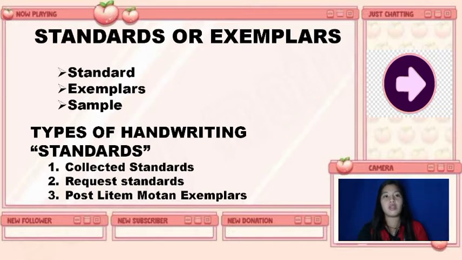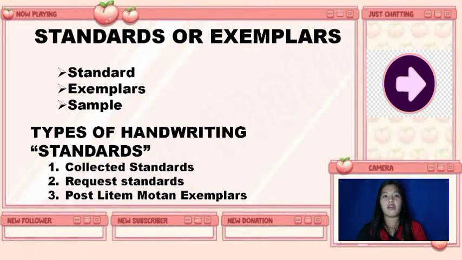The next thing that I'm going to discuss are the types of handwriting standards. The first type of handwriting standards is collected standards. Collected standards are known or genuine handwriting of an individual, such as signature, endorsement, or canceled checks, and more. The second is requested standards. Requested standards are signatures or other handwritings or handprintings written by an individual upon request for the purpose of comparison with the other handwriting or for specimen purposes.